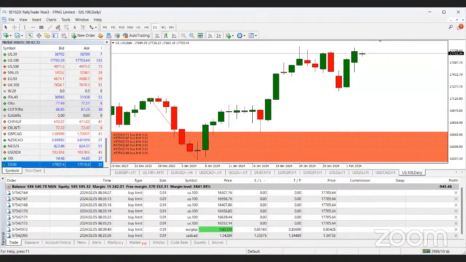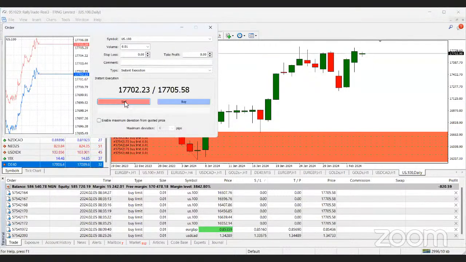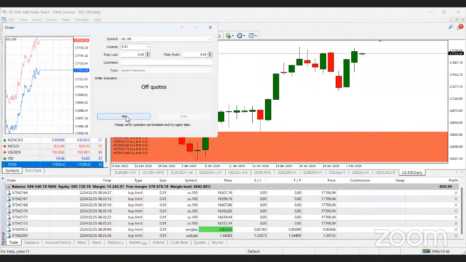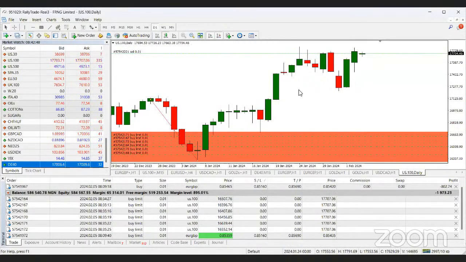Since this is my account, let me just try something out. If I click on new order right now, I do sell. Imagine, I'm going to close it. Don't worry, I'm going to just take the loss. So I did sell right now. Now, where will my stop loss be?